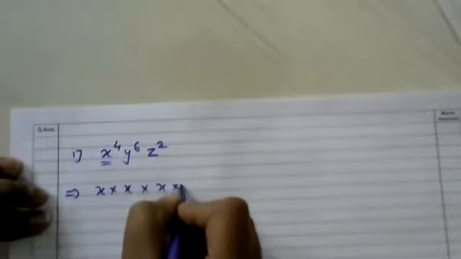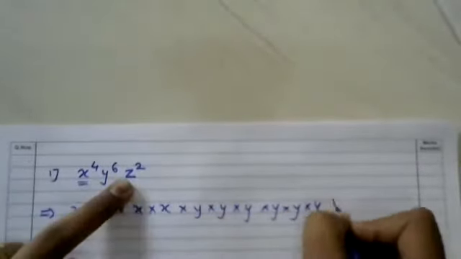Now 4 times x is there, so x multiplied by x multiplied by x multiplied by x. Write down the factor form of it. Y is 6 times, so 6 times y will be multiplying. Okay. Now 2 times z is there, so z into z. Now we need to find the square root. This is my square root sign. The same square root sign will go over this also.